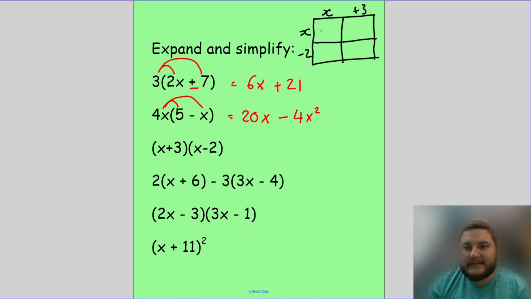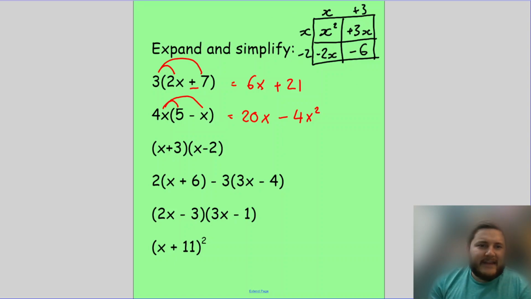So x times x is x squared. X times positive 3 is plus 3x. X times negative 2 is negative 2x. And negative 2 times positive 3 is negative 6. A really common mistake when using the grid method is to say something like negative 2 and positive 3 is positive 1. Right, we're not adding when we fill in this grid, we're multiplying. So it's going to be negative 6 because a positive times a negative is going to be a negative answer.